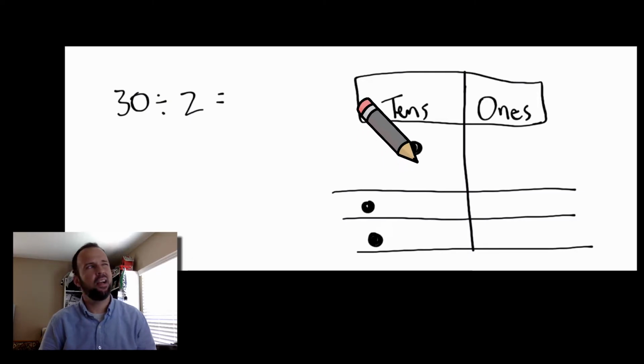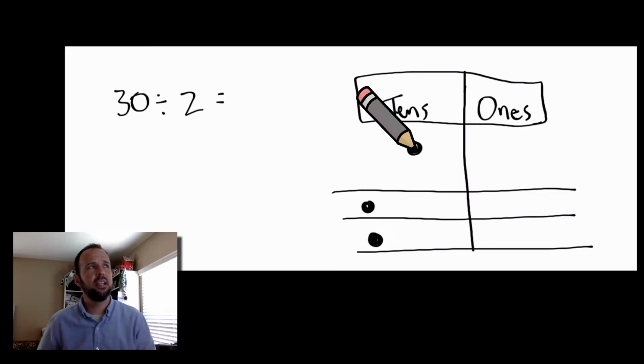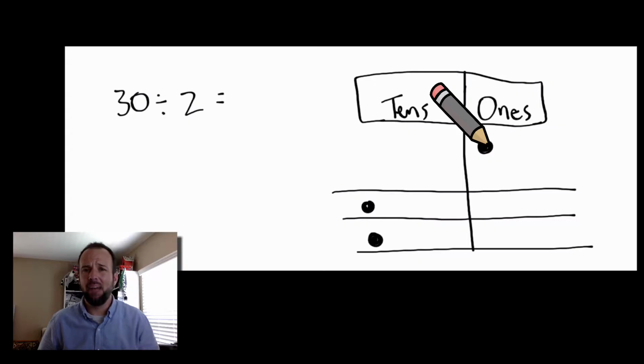So does this mean my answer is 2 with a remainder of 10? Like, how does this work out? What does that mean? Well, it's not going to quite work out that way. What I could actually do instead is take this 10 over here, and now it becomes 10 ones. So now I can divide a little bit further.